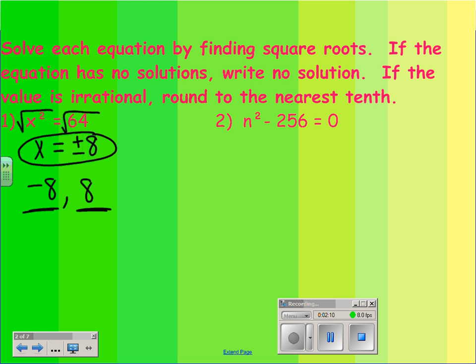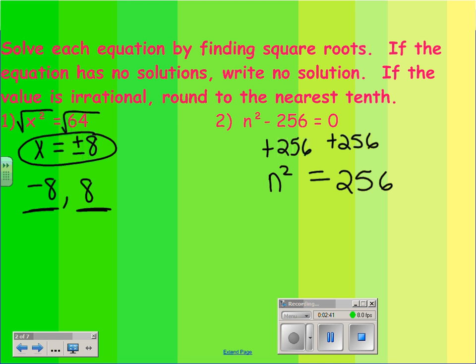Moving on to number 2. Number 2, n squared minus 256 equals 0. Because it's equal to 0, we're going to try to isolate the variable, whether it be n or, in this case, n squared. So we want to get n squared by itself. To do that, we simply add 256 to both sides of the equation. Line up your equal signs. I end up with n squared is equal to 256.